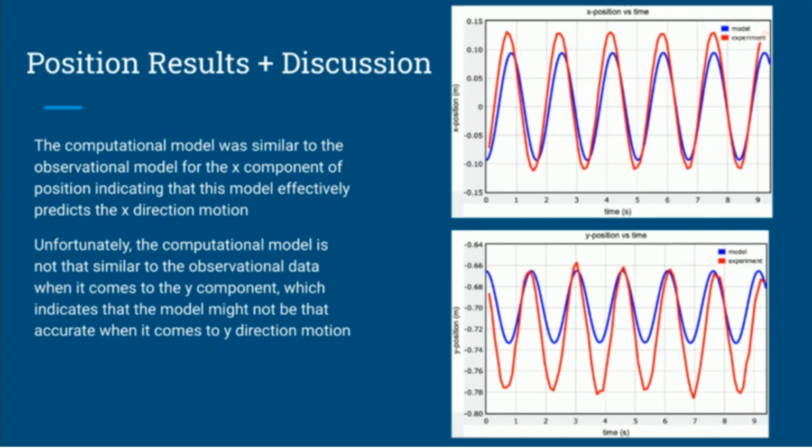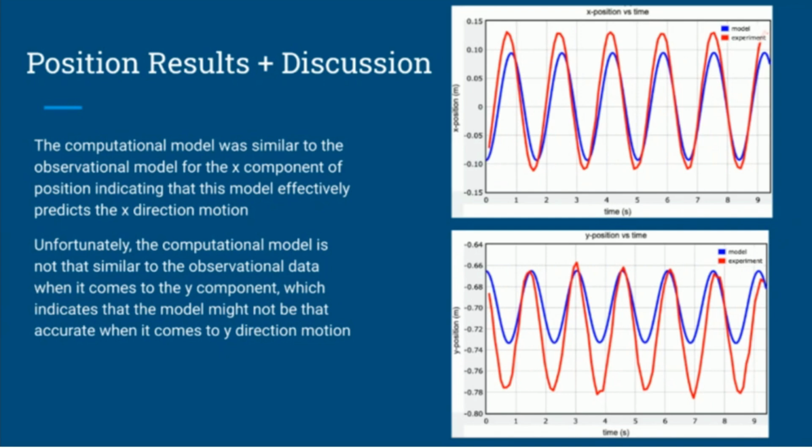After coding the computational model, when the code is run, the program outputs two graphs comparing the x and y positions of the object in the computational and the observational model, with the computational model being the blue line while the observational model is the red line. From the results, it can clearly be seen that the computational model is very similar to the observational model when it came to the x position of the object, which indicates the computational model is very effective in finding the x position of the object.